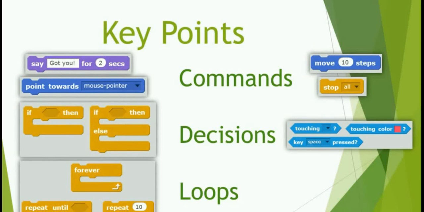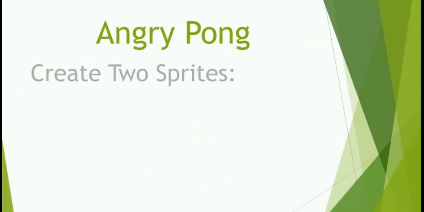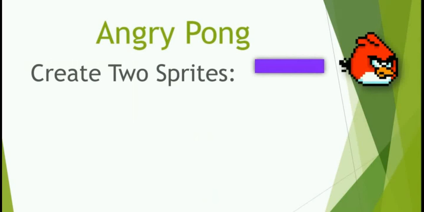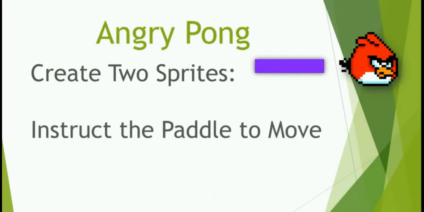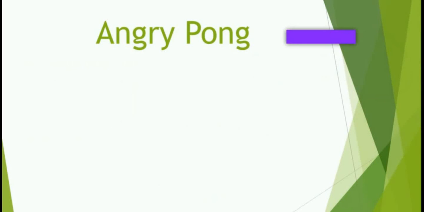With that done, there's really nothing left for us to do except to start making Angry Pong. So the first thing we need to do is create the two sprites. As you've seen in the project at the start of the lesson, I have one sprite for my paddle and I have an Angry Bird to play as the ball. So the first thing we need to do is instruct the paddle how to move, and then we need to instruct the Angry Bird how to move afterwards.